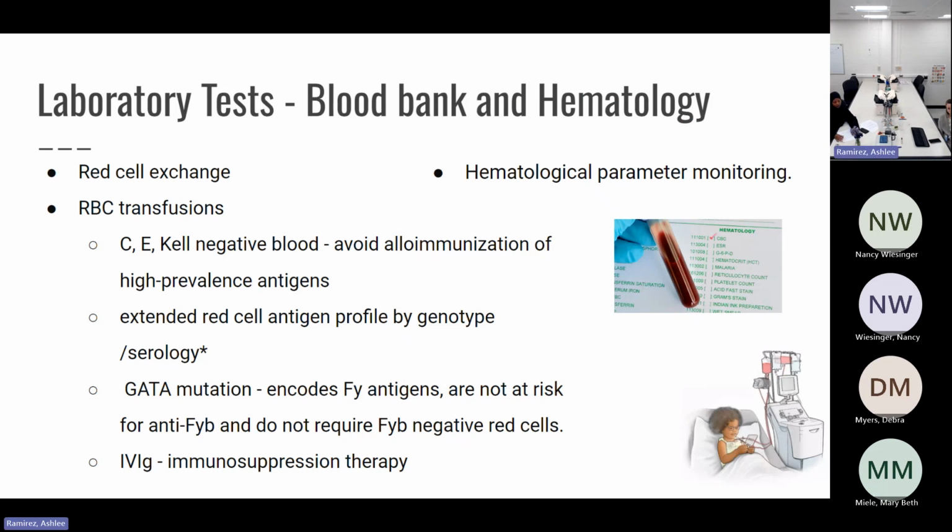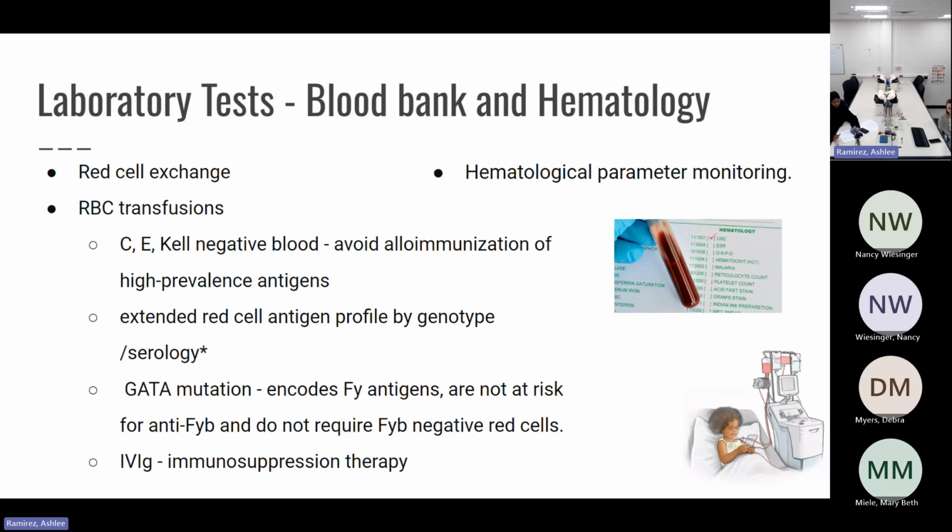So the lab tests in hematology, as well as the supportive care that the blood bank offers, are very important for individuals with sickle cell disease. And the red cell exchanges and blood transfusions are usually like a lifeline for these individuals because of the crisis and severe anemia. Usually C, E, and K negative blood is given to avoid immunization to highly prevalent antigens. And usually an extended profile is done, preferably by genotyping, but serology can also be used.